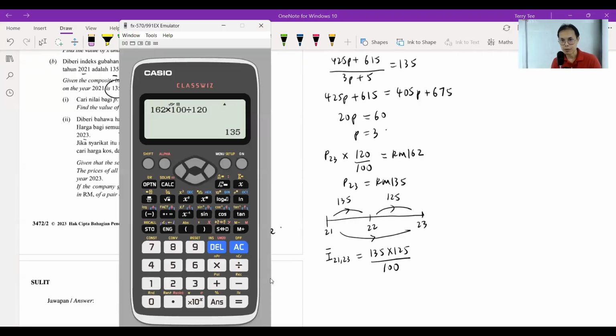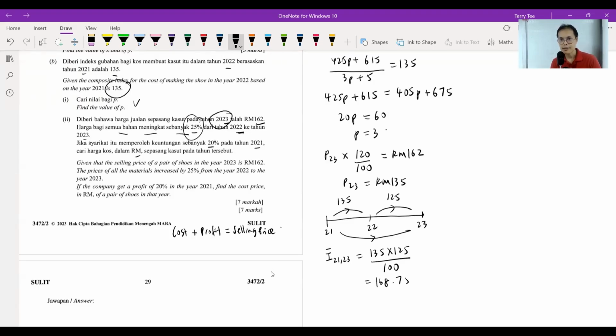This is very much simpler. I don't have to divide by 100, divide 100, right? So 135 times 125, divide 100, you get this answer, 168.75. So 168.75 means from 2021 to 2023, the cost has gone up by 68.75%. Now we know the harga cost. This is your cost, your harga cost, cost price for a pair of shoe in 2023.